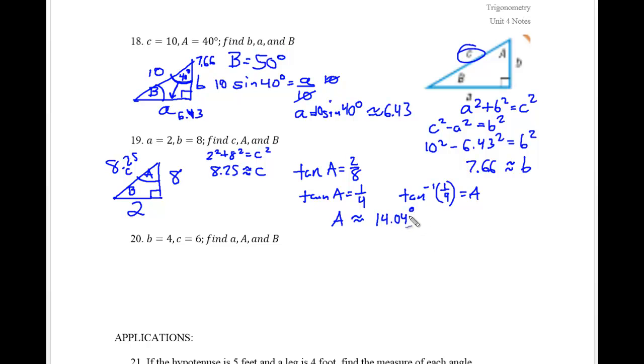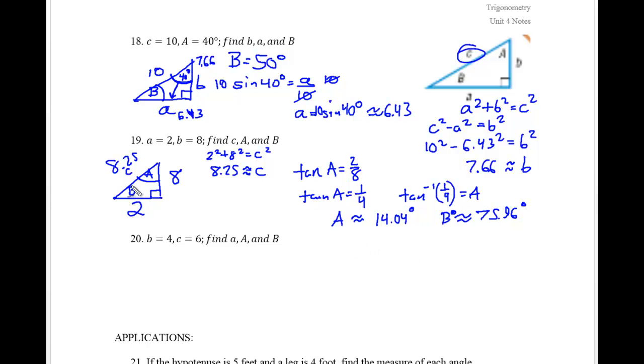It's important to write your answer with degrees because that's what we're talking about. Now, since angle A has a measurement of 14.04 degrees, then the measure of B, or B's angle, I guess I shouldn't put the degree symbol there, B's angle is going to be 180 degrees minus the 90 and the 14.04, so we get an answer of approximately 75.96 degrees, which makes sense.